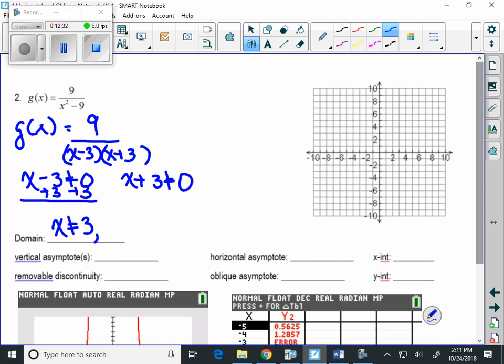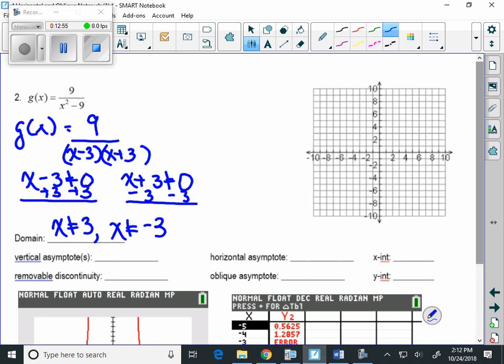We subtract 3 from both sides, and we get x doesn't equal -3. Some students can look at that and go directly to the domain. I'm okay with that. Now, our numerator in this fraction is a 9. Nothing is going to cancel out.